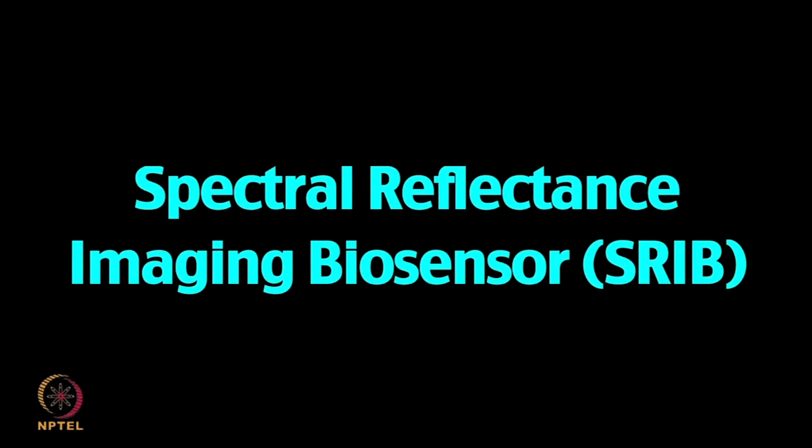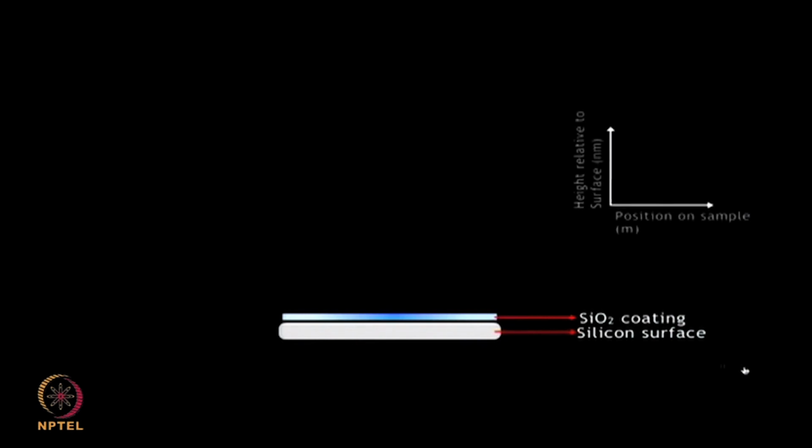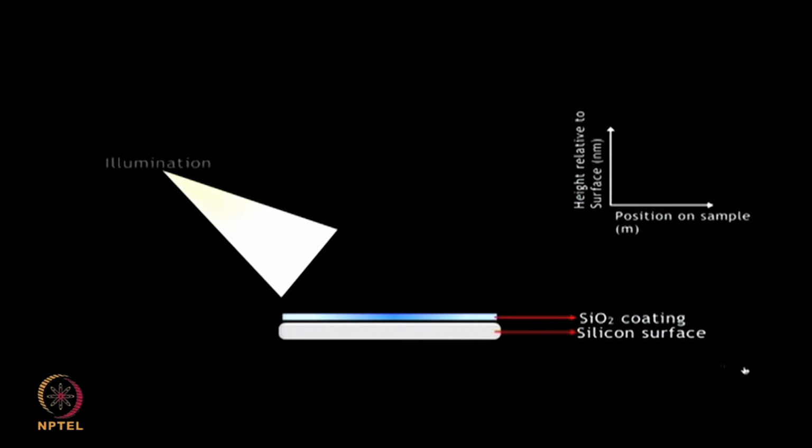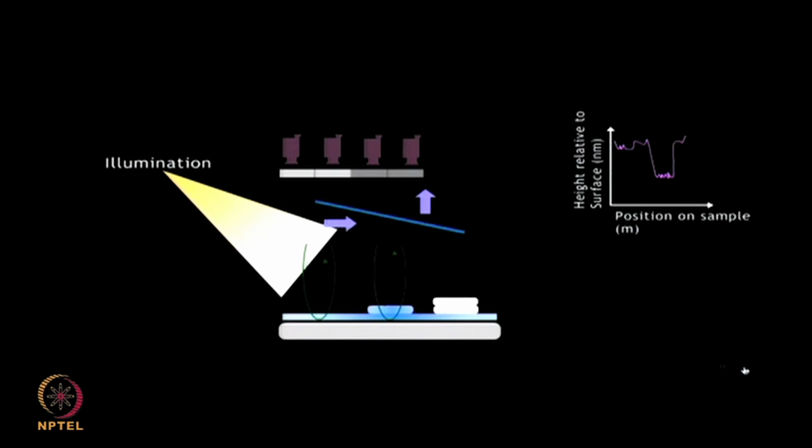Let us see this animation to further understand the principle of SRIB. A spectral reflectance imaging biosensor, or SRIB. In the SRIB technique, a silicon dioxide coated silicon surface is functionalized with biomolecules of interest. The magnitude of total reflected light at a particular wavelength depends entirely on the optical path length difference, or OPD, between the top surface and the silicon dioxide silicon interface.